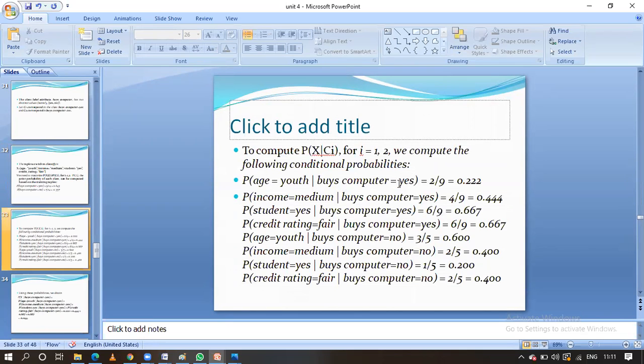How many yes are there overall? Out of 14, 9 yes will be there. That is why, for buying a computer equal to yes, the denominator part will have only 9.